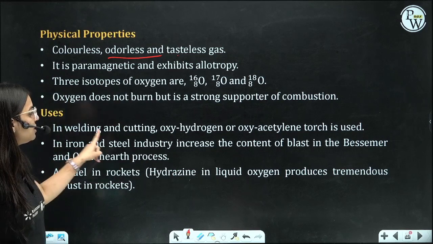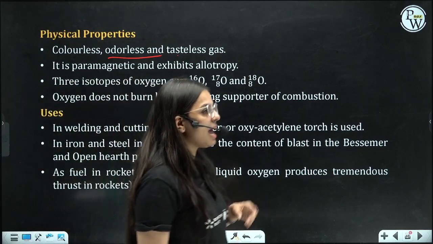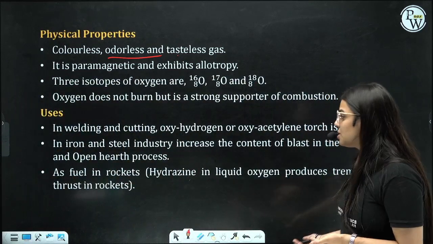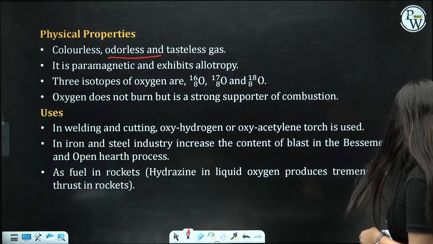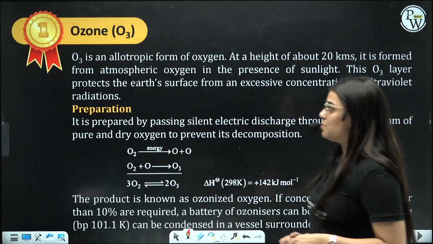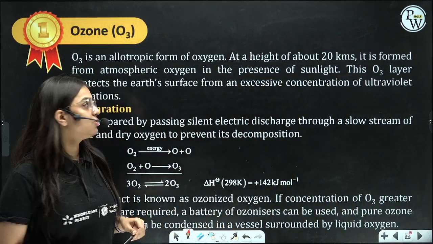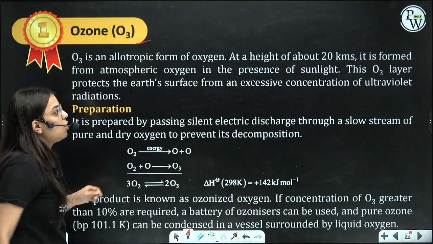Uses in welding and cutting: an oxyhydrogen or oxyacetylene torch is used. Any of the two uses you can learn. It is used as a fuel in rockets. Yes, everyone. Now comes the ozone part. Ozone basically is O3. It is an allotropic form of oxygen.